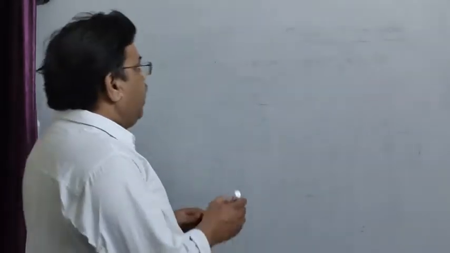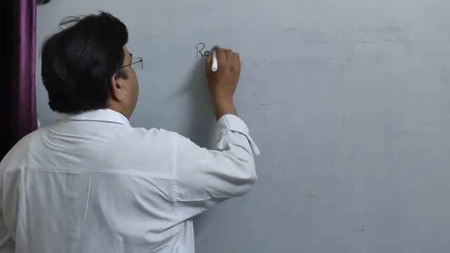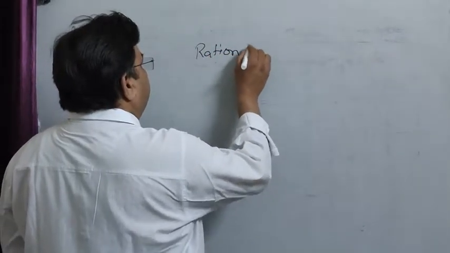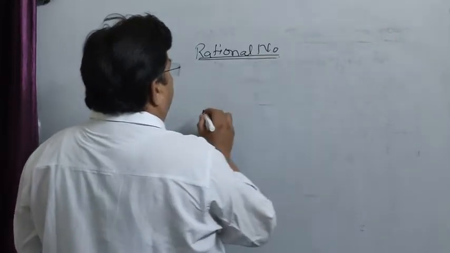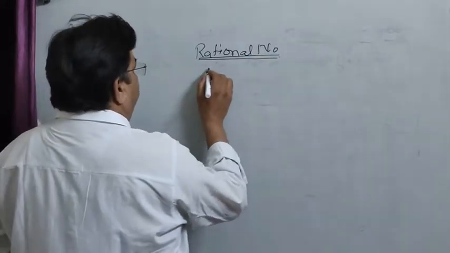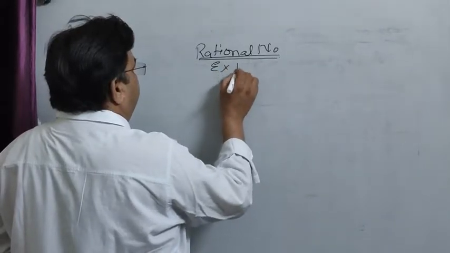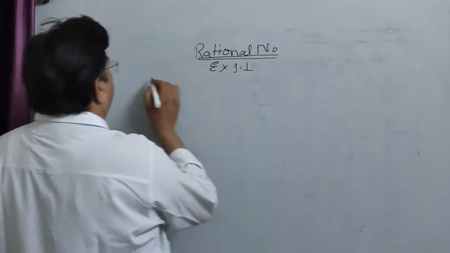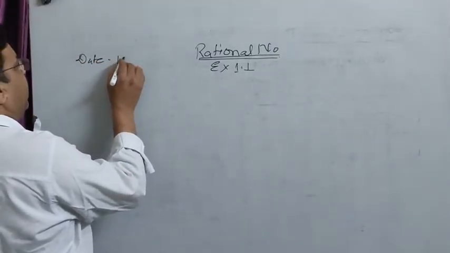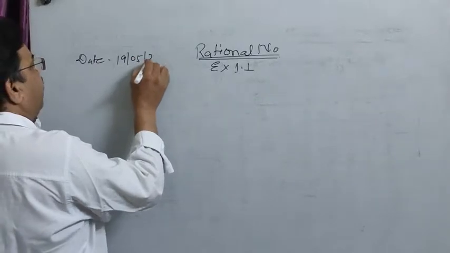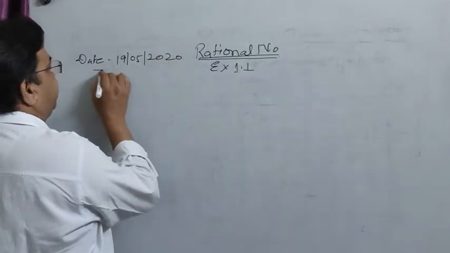Okay, so I am going to teach you the first chapter, rational numbers. Our topic is rational numbers. Today we start from the first exercise, 1.1, and the date is 19/05/2020.